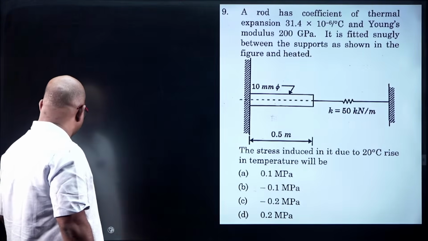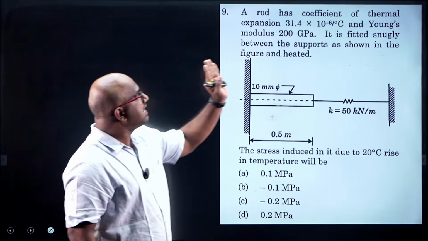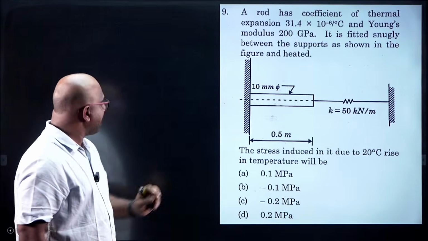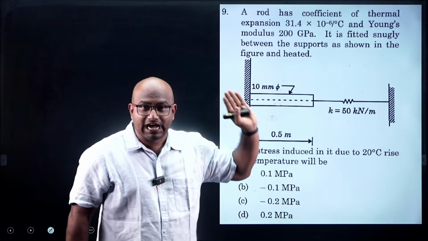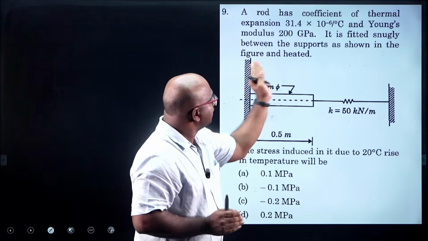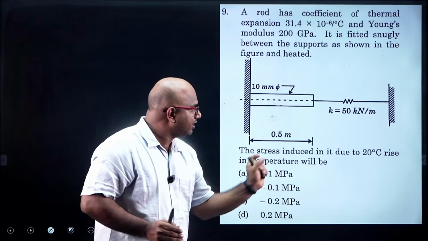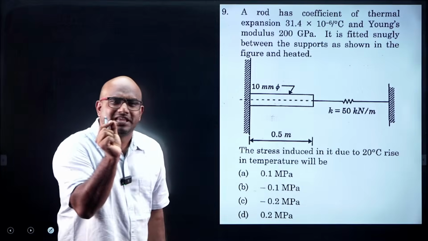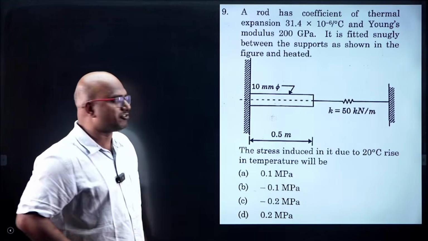Next, please check this question. Pretty straightforward question, guys. A rod has a coefficient of thermal expansion alpha given, and Young's modulus given as 200 gigapascals. It's fitted snugly, tightly between the supports as shown in the figure. What is the stress induced in the rod if it is raised by 20 degrees Celsius? It is actually a previous year GATE question, guys. You can check the previous year GATE questions. You will see this kind of question, guys.